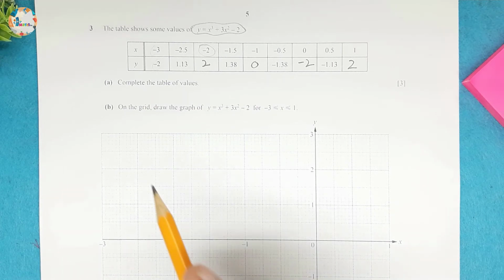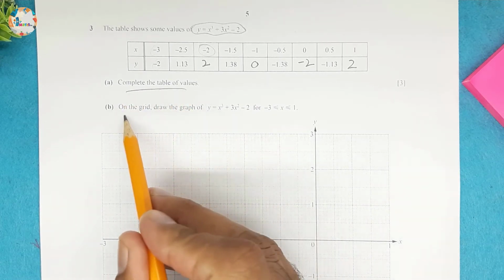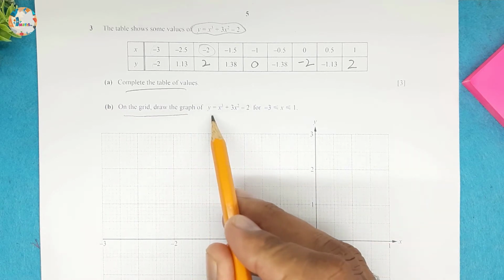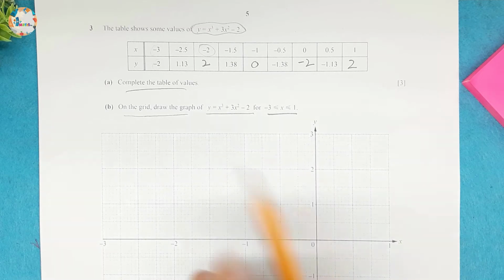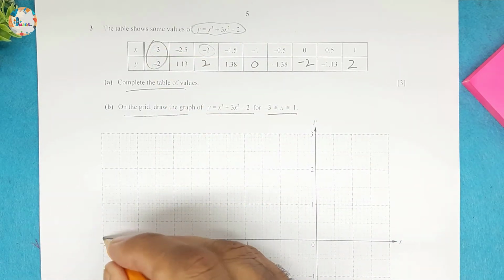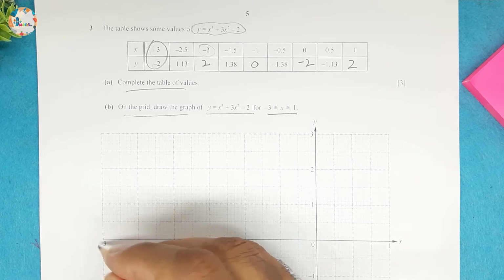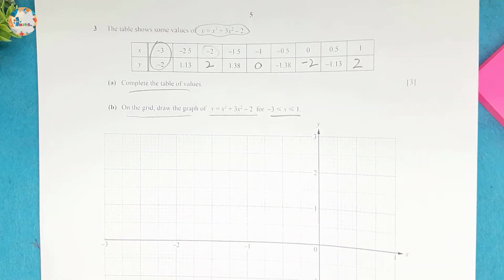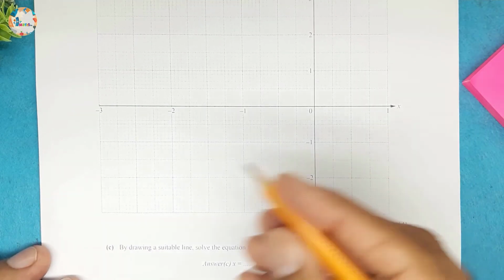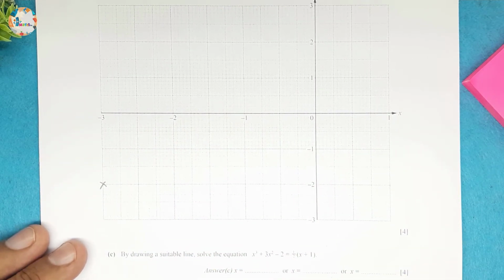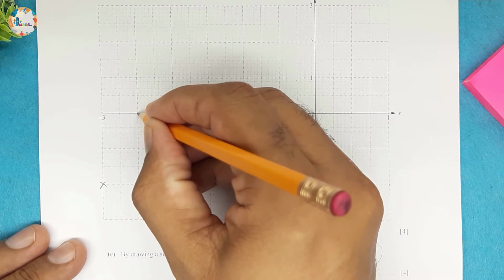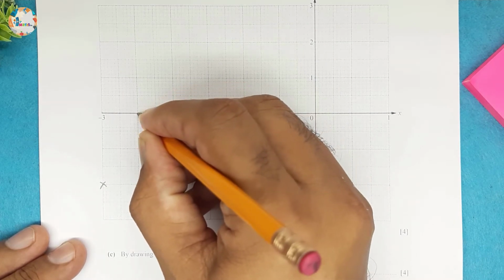For the B part, after completion of the table, on the grid we have to plot the graph of this one from this to this. So minus 3 and minus 2. Minus 3 is this one, and minus 2 will be over here. So this mark. Then minus 2.5 and 1.13.